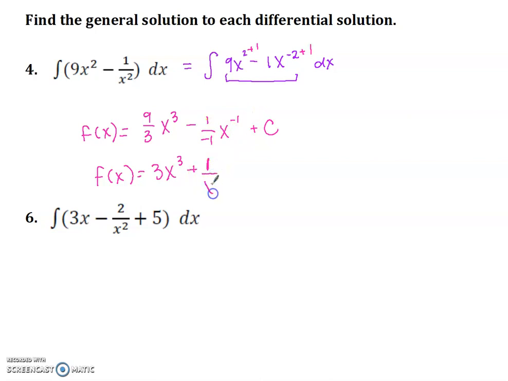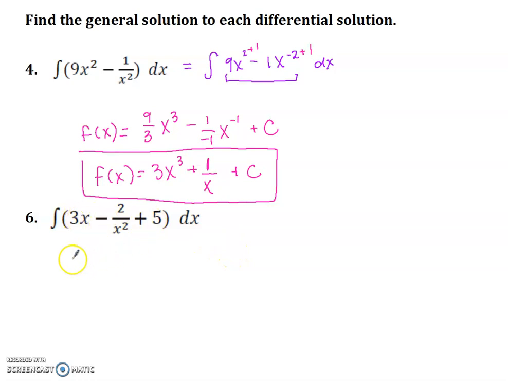So I'm also going to take the x and move it down to the bottom. In your final answer, you don't want any negative exponents. And then I still have plus c. And c is just any constant.